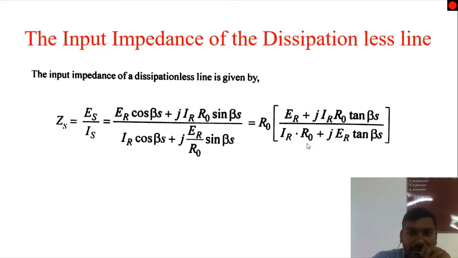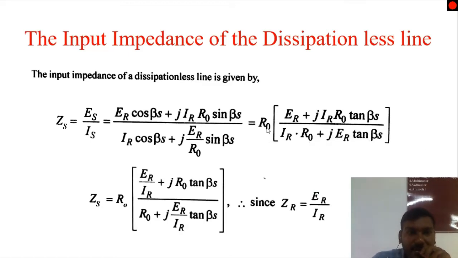Okay, the whole divided by R0 comes into the multiplication term, and here we are going to take Ir as a common term. If a term doesn't have any Ir value, we can divide by Er by Ir. Here Ir is taken as a common term, j R0 tan beta s, then we can write R0 plus j Er by R0 tan beta s, and R0 Ir gets cancelled. Remaining we have Er divided by Ir plus j R0 tan beta s divided by R0 plus j Er by Ir tan beta s.